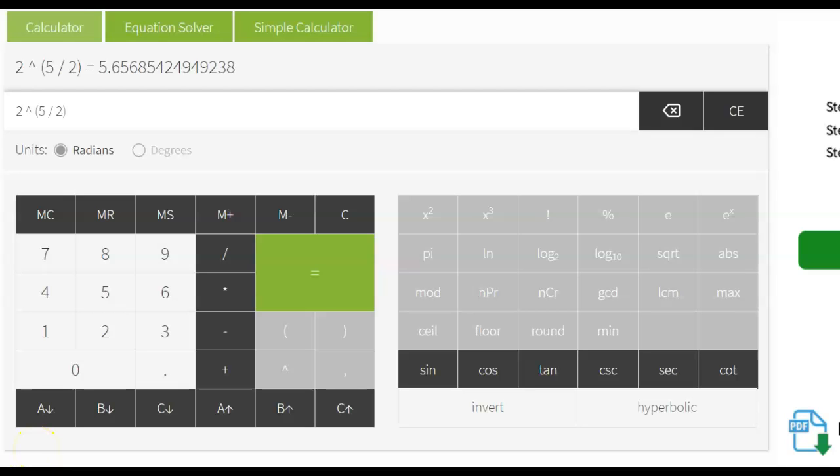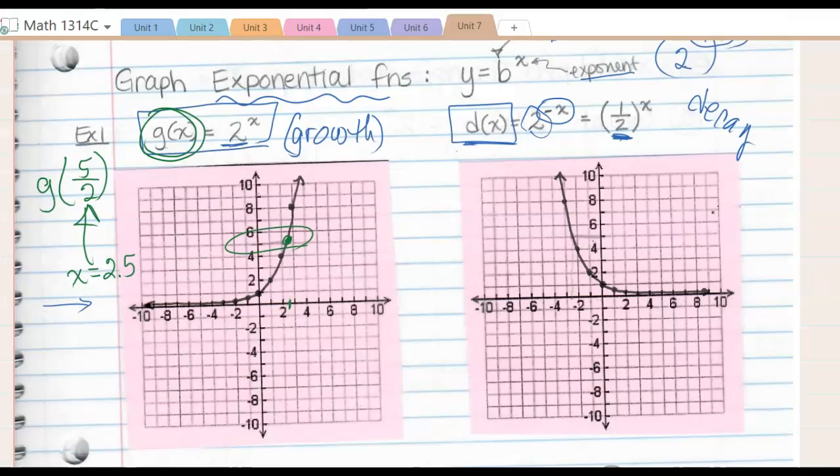So let's check on the calculator to see what we get. I'm using a free online graphing calculator. Remember, our graph was of 2 to the x power. So I'm going to write down 2 to the exponent of 5 divided by 2, and we can see our answer is about 5.6. So if we go back to our graph, we can see that maybe our point was a little higher than we had first predicted.